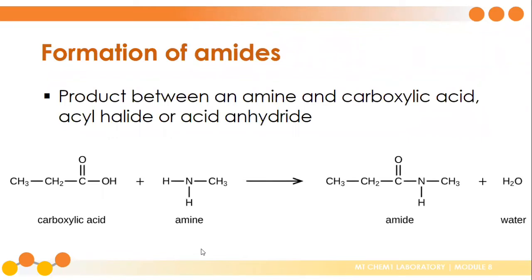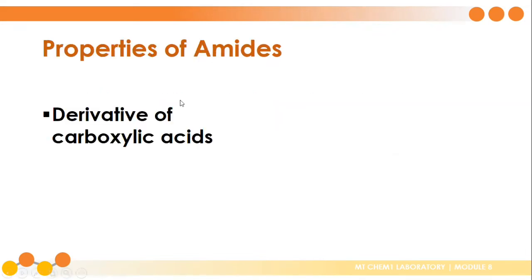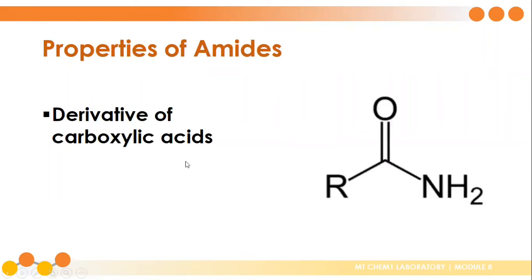Hopefully you follow through with our discussion about the formation of amides. Let's now take a look at their properties. As we've said a while ago, amides are derivatives of carboxylic acids, wherein the OH group is replaced with an amino group.